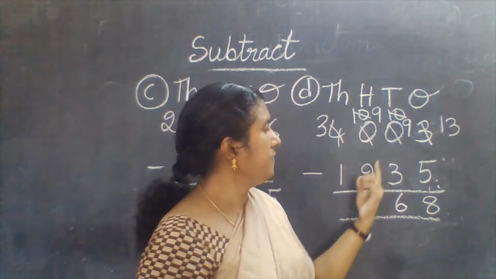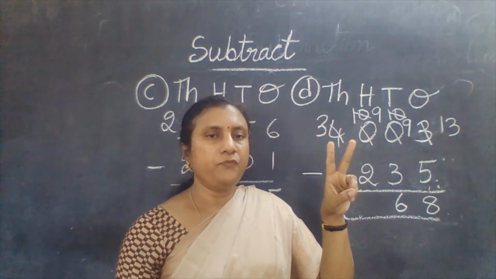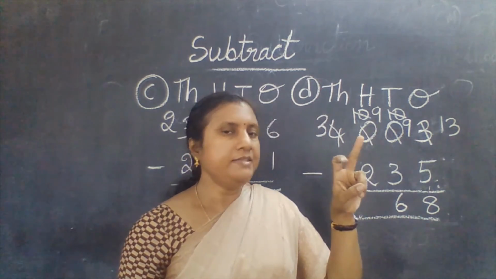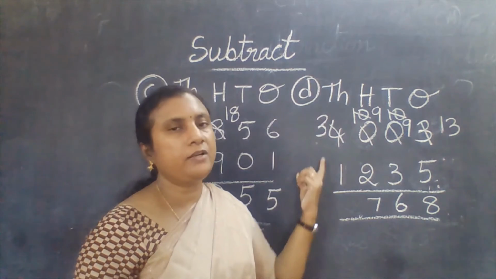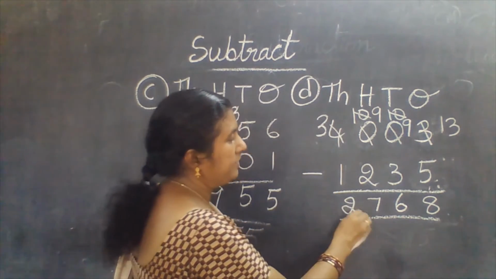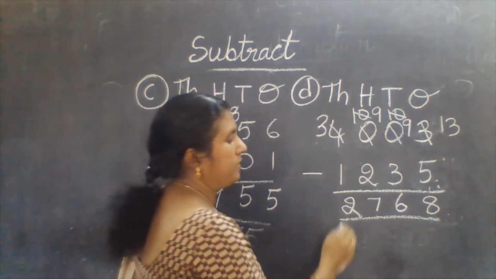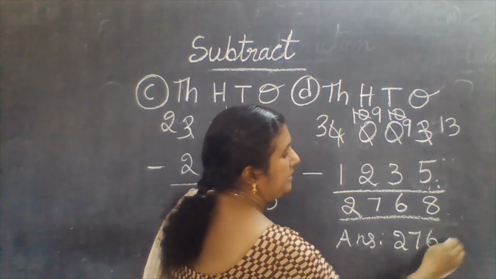Here we have 2 to separate from 9. So 9 in your mind, 2 in your fingers. Before 9: 8, 7. What is the difference? 7. Here in the thousands place we have to separate 1 from 3. So according to the 1 property, the difference will be 2, which is the before number of 3. So what is the answer? 2768.